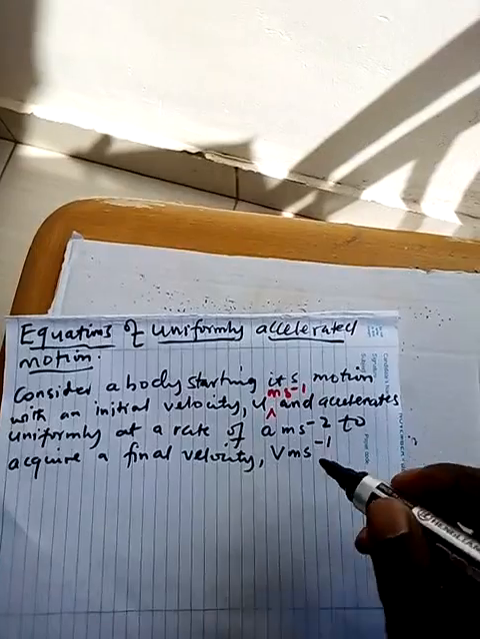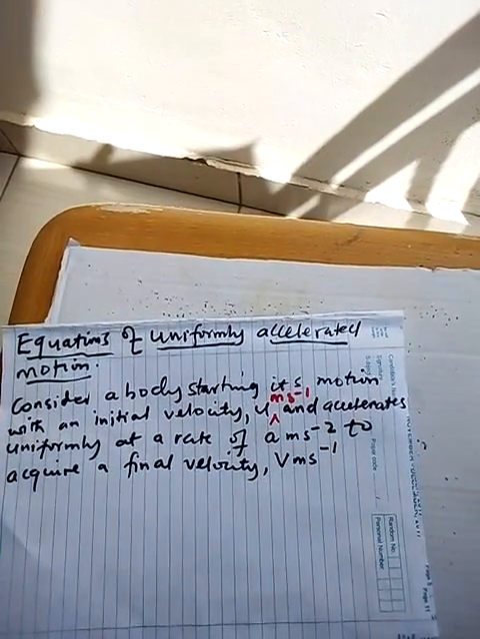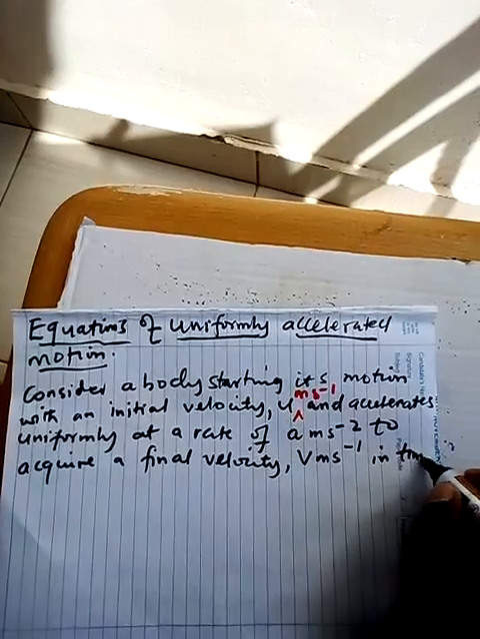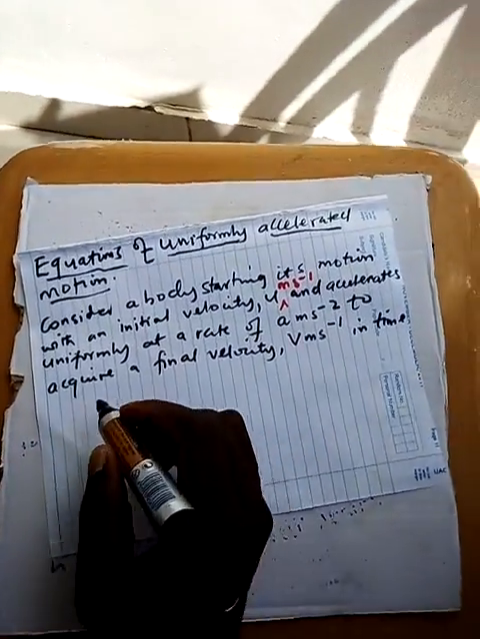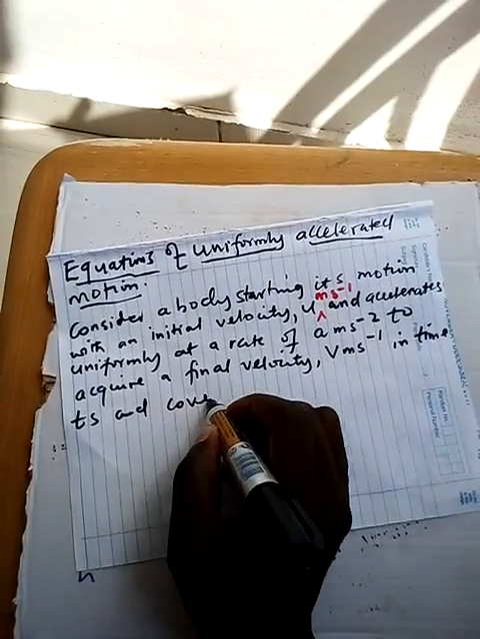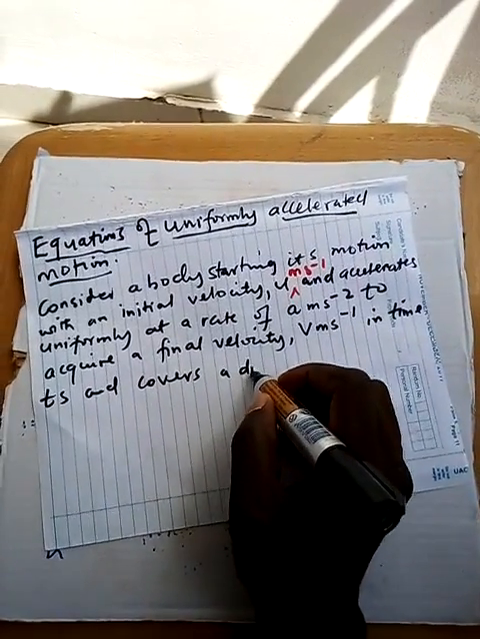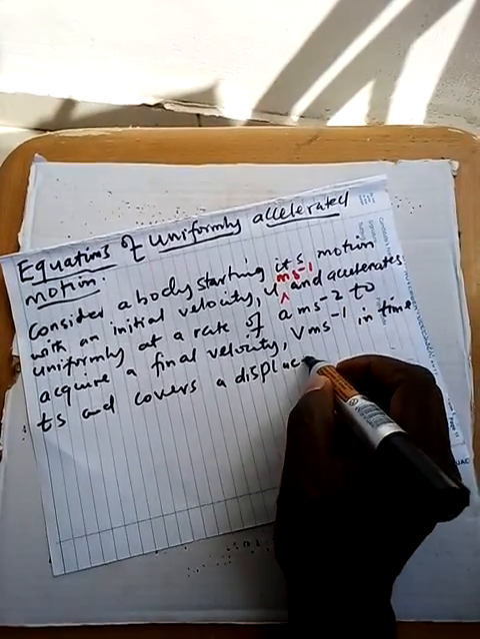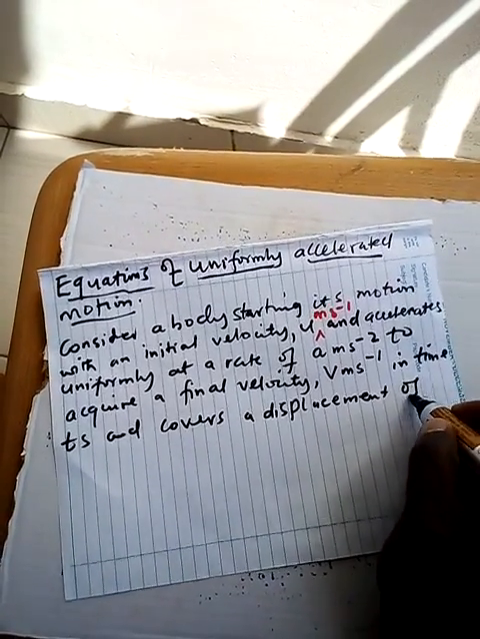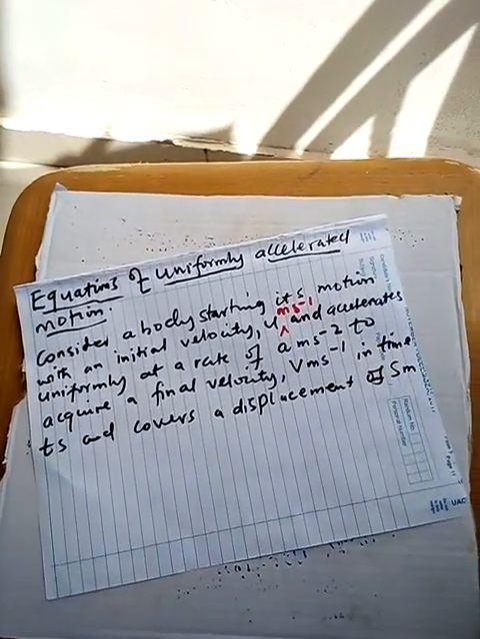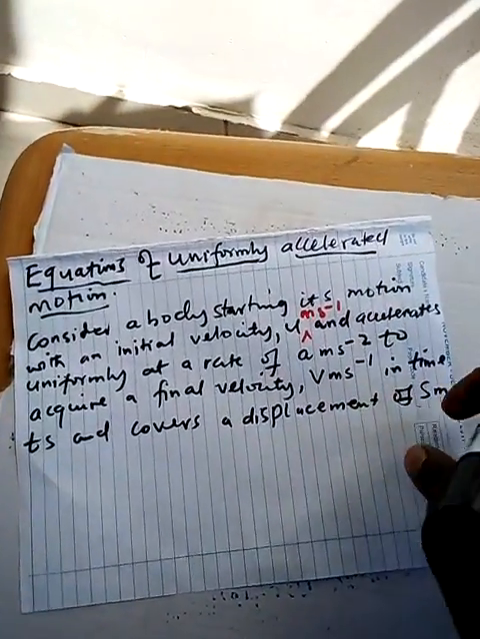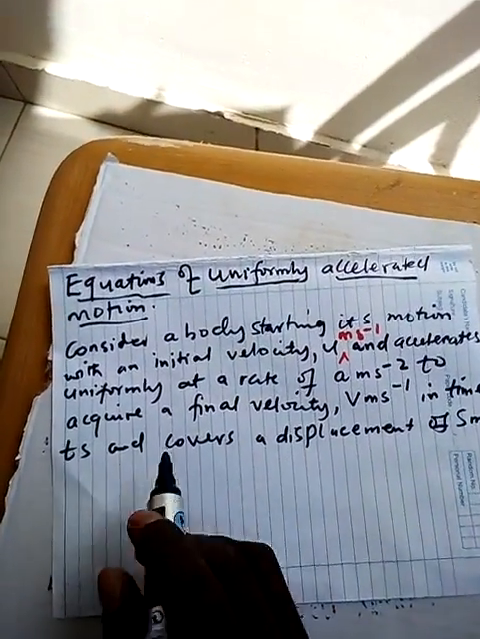topic. So to acquire a final velocity of v meters per second in time t seconds and covers a displacement of s meters. You recall the time when I told you that for displacement, we shall always use s, and this is the point. Now, as shown below.